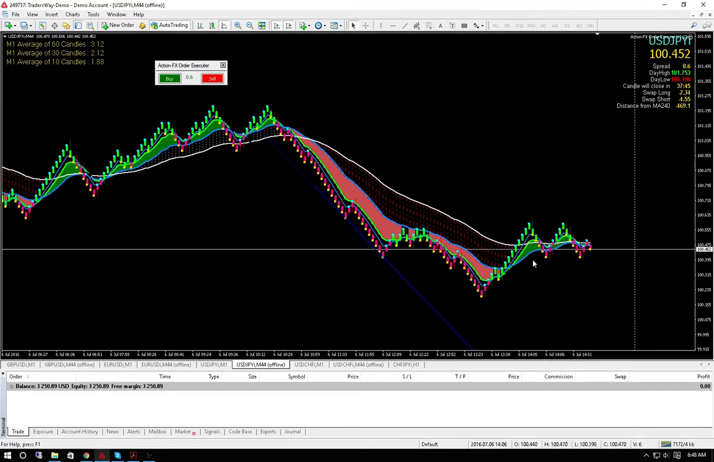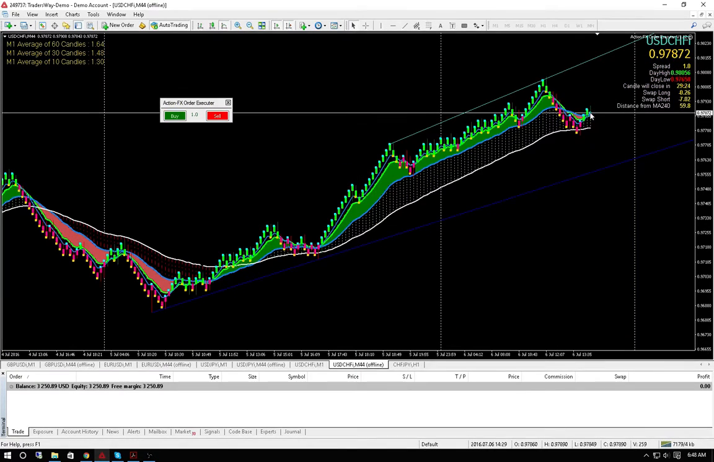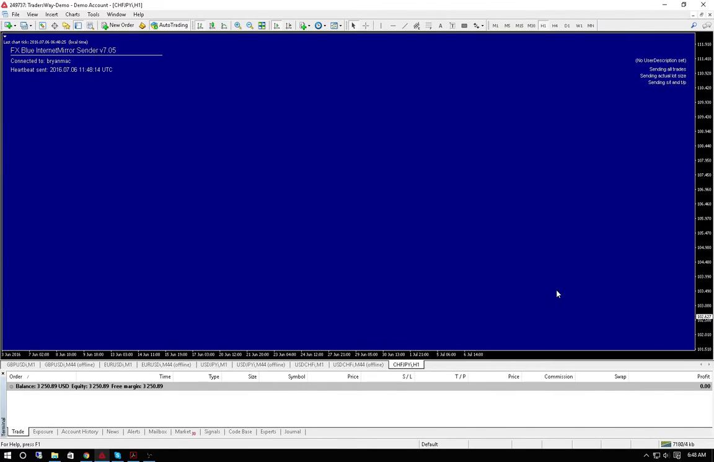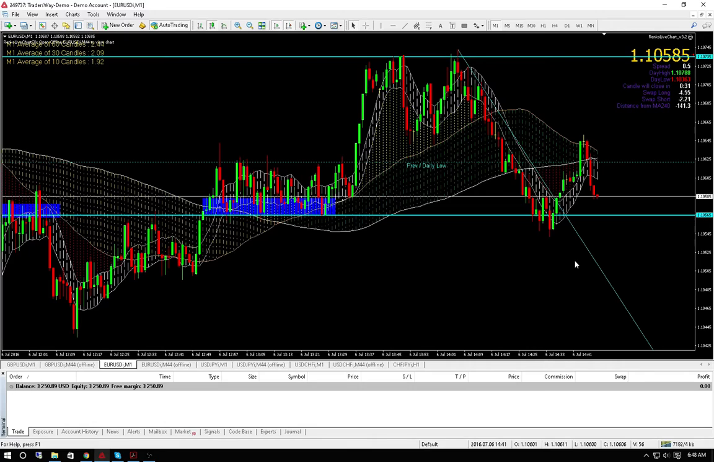UJ again. You can see this is just a tiny little zone. This is USD CHF. Still hasn't made up its mind what it's doing. It went up and then it dropped back down. Not anything spectacular. And cable's messing around too, so you can see why I'm kind of bored. Euro's doing the same too.